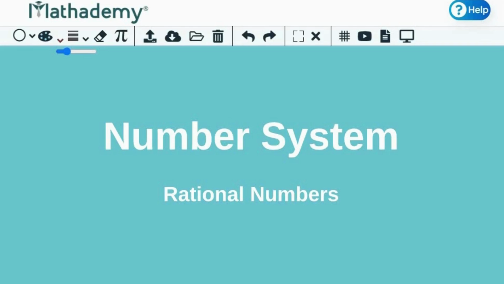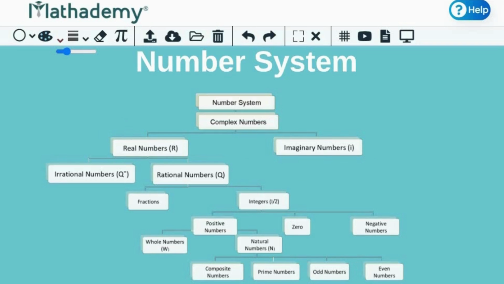In the previous video, we learned about rational and irrational numbers. In this video, we will be discussing subclassifications of rational numbers. Rational numbers are further classified as integers, fractions, or decimals. Decimals that are rational are either terminating or non-terminating recurring decimals.